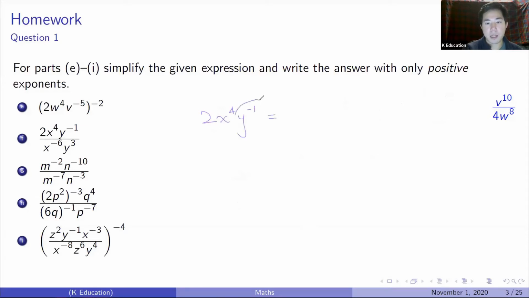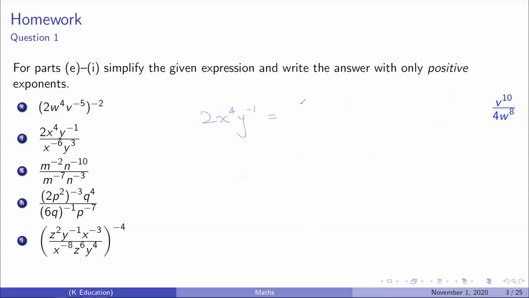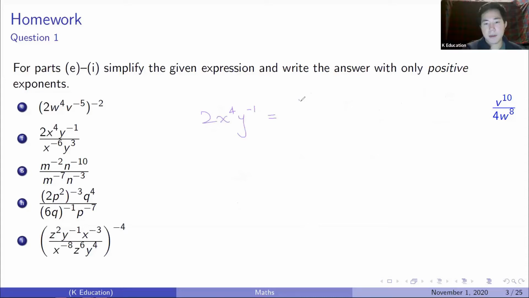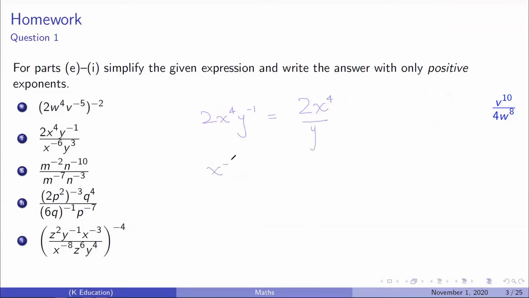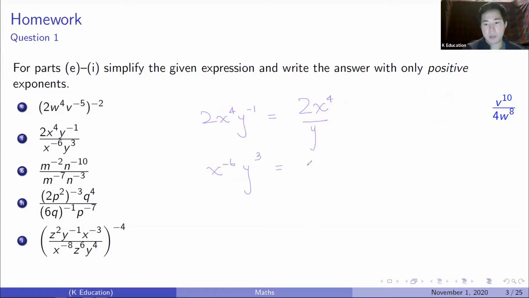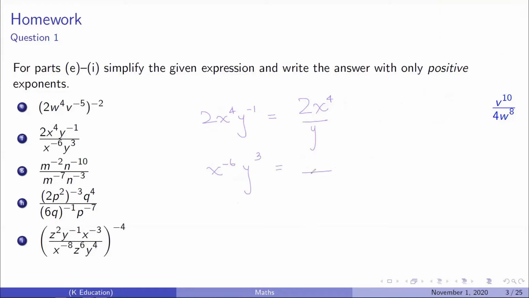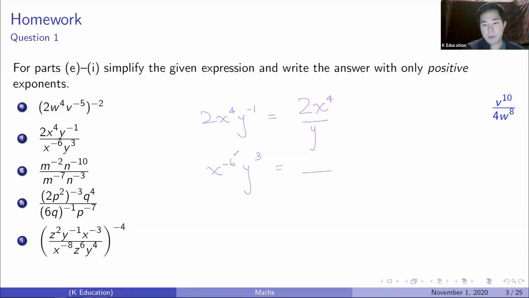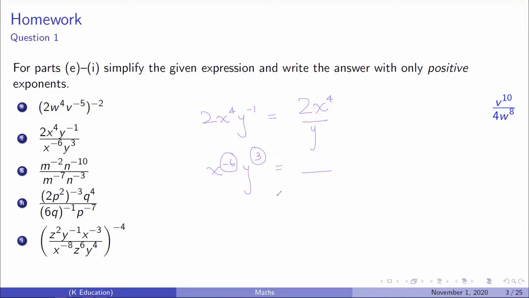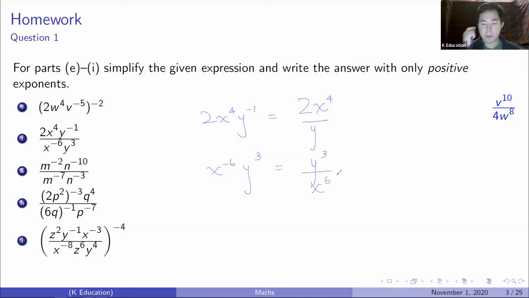So I could put y at the bottom and x at the top? Yes, so this becomes 2x to the 4 over y, right? Yeah. What about x to the minus 6 and y cubed? That'll be at the top. So can you tell me the fraction? X to the power of 6 over y to the power of 3. No, not quite. Look at which one's negative. Y to the power of 3 over x to the power of 6. Y cubed divided by x to the power of 6.